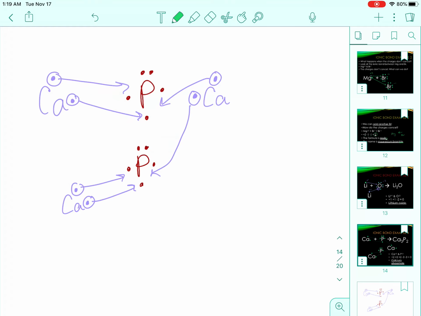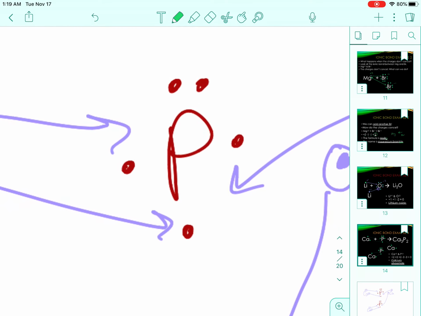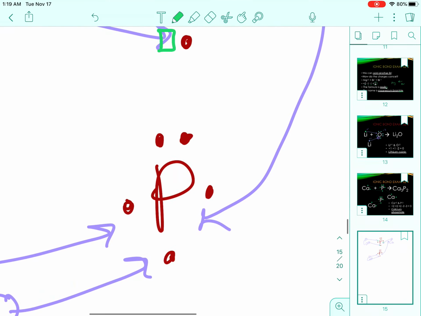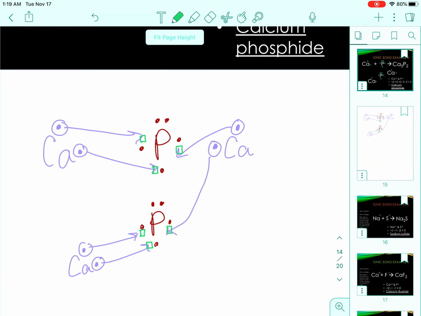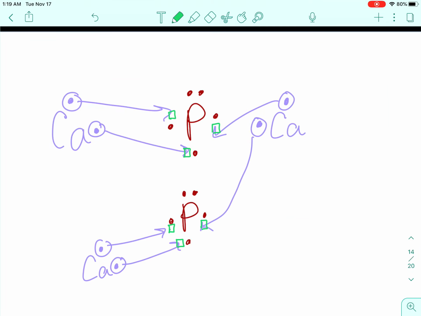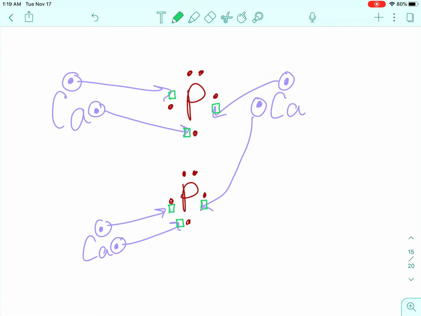So we are filling in these spaces here on our phosphorus. So I'm going to zoom in on this. So imagine an empty space where these electrons should be. Okay, and so what we're doing is we're filling in those empty spaces where the electrons should be.